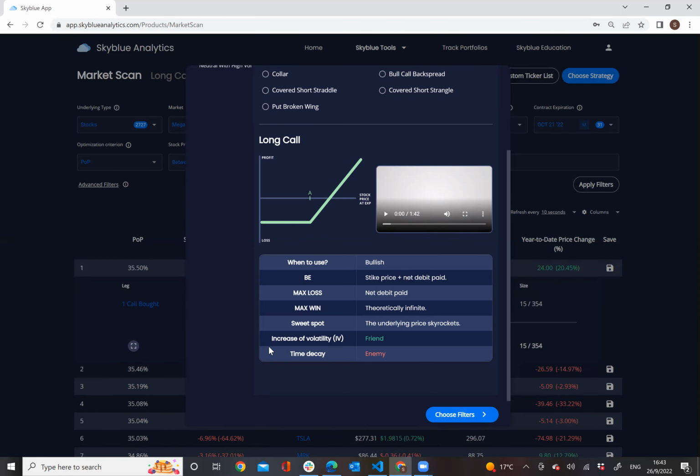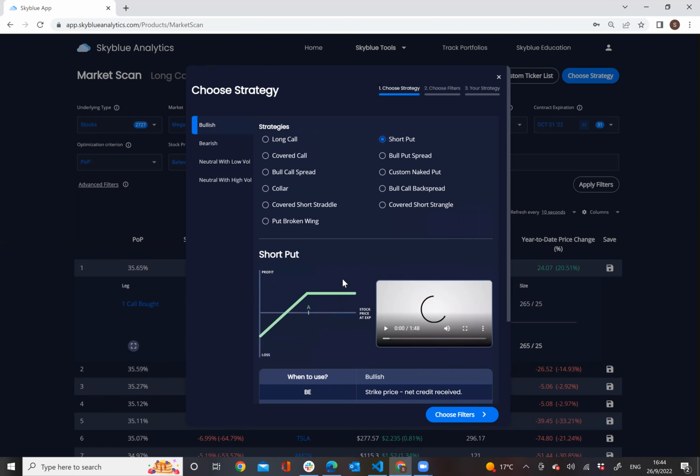Time decay, basically the time that passes after the contract is made, and it starts getting smaller, is an enemy. Why? Well, basically you have less time for this jump to happen.